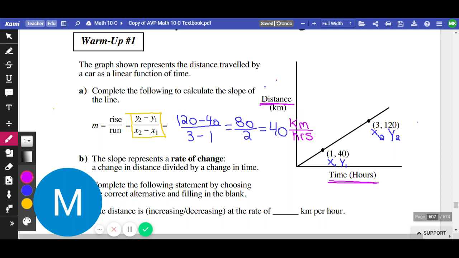I think that's the easiest way to do it. Just look at your graph or your context. Your y value goes on the top, your x value goes on the bottom, but now you're just using actual words, and it gives context to what's happening. Kilometers per hour. This line, the slope of it, represents the speed of my car.